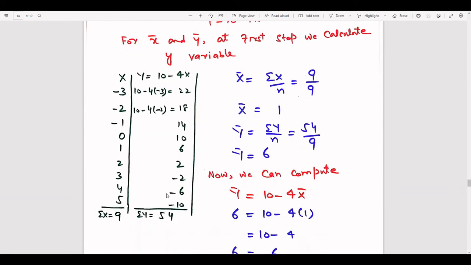And similarly, you can calculate by putting the value of x here. Here we calculate the value of y. Sum of y is equal to 54.